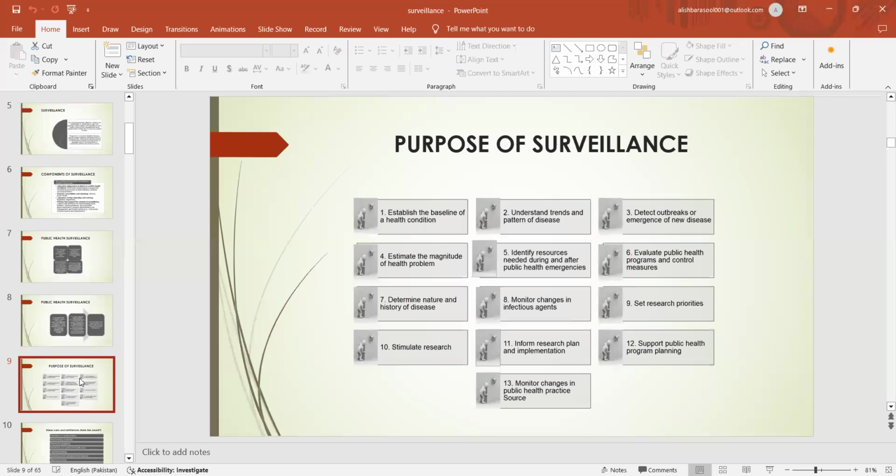The purpose of surveillance: to establish the baseline of a health condition, estimate the magnitude of the health problem, determine the nature and history of disease, understand trends and patterns of disease, detect the outbreak or emergence of new disease, identify the resources needed during and after public health emergencies, evaluate the public health programs and control measures, monitor changes in the infectious agents, set research priorities, stimulate research, inform research plan and implementation, support public health program planning, and monitor changes in public health practice.